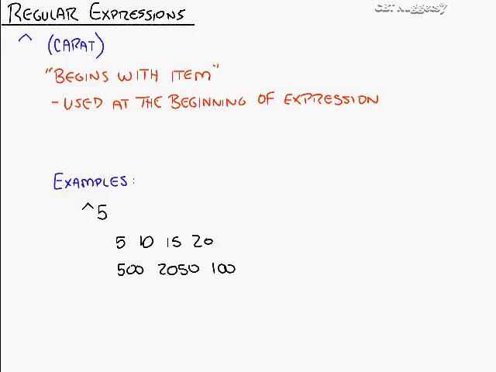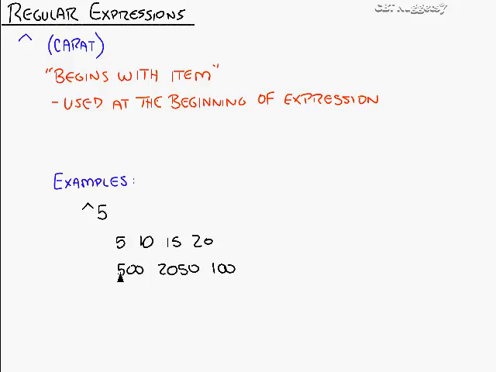The caret means, the regular expression with the caret, this wildcard means it begins with this item. And it's always used at the beginning of an expression. So for example, if I typed in caret 5, it means my autonomous system path, that entire path, has to begin with the number 5. So it would match an AS path that looked like this, 5, 10, 15, 20. Since it begins with a 5, it will match all of those.